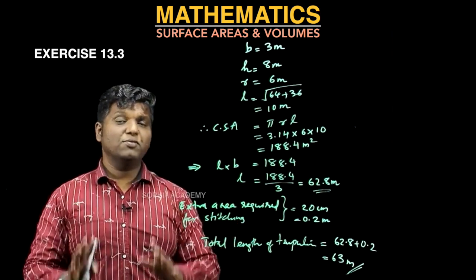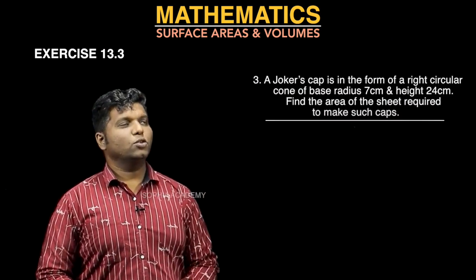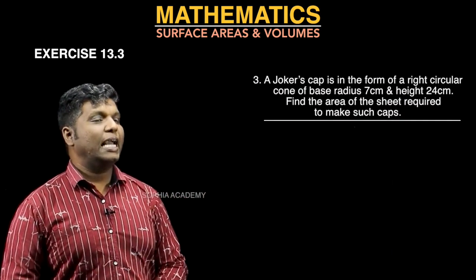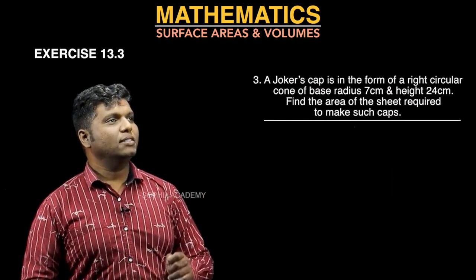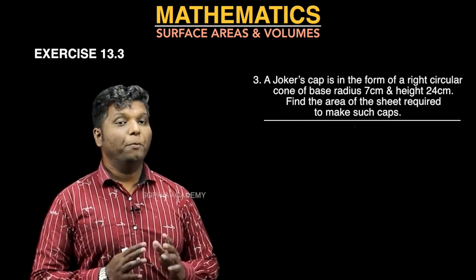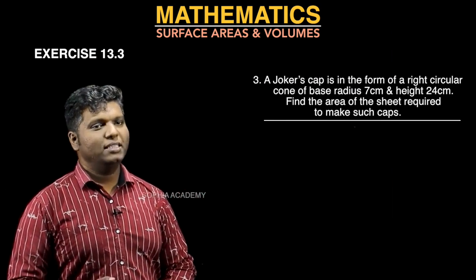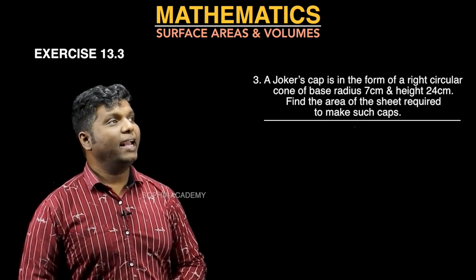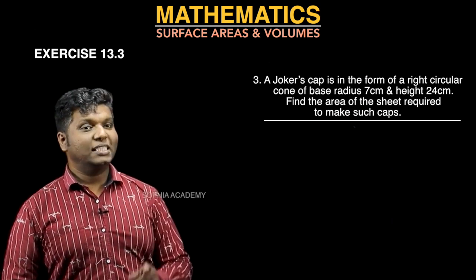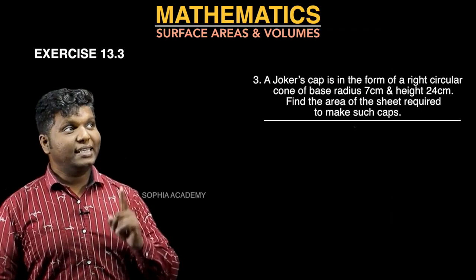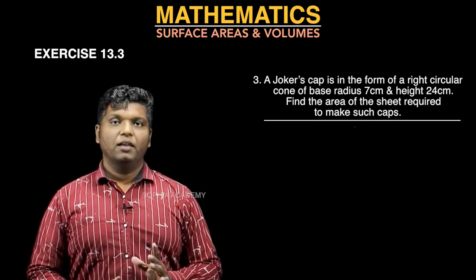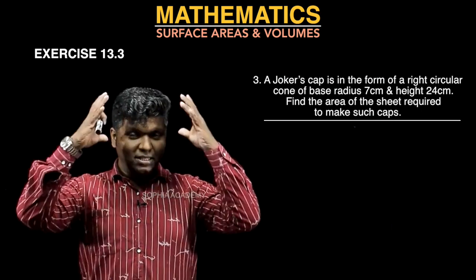Okay, one more question from this exercise. So here goes the next question before you. A joker's cap is in the form of a right circular cone of base radius 7 centimeter and height 24 centimeter. And you have to find the area of the sheet required to make 10 such caps. That means a joker's cap. Just imagine a cap of a joker.